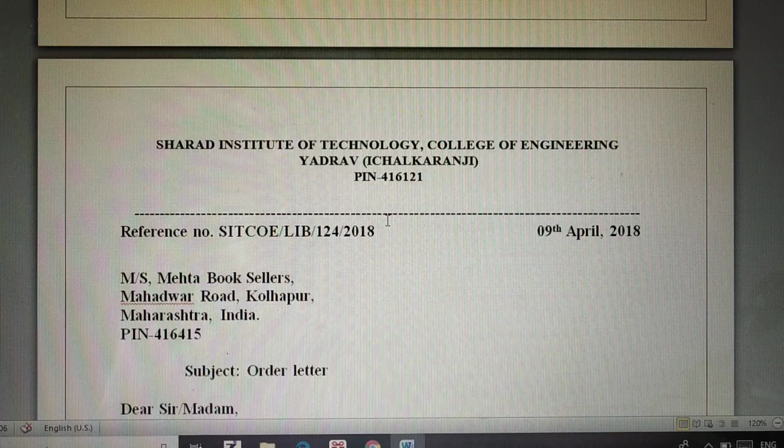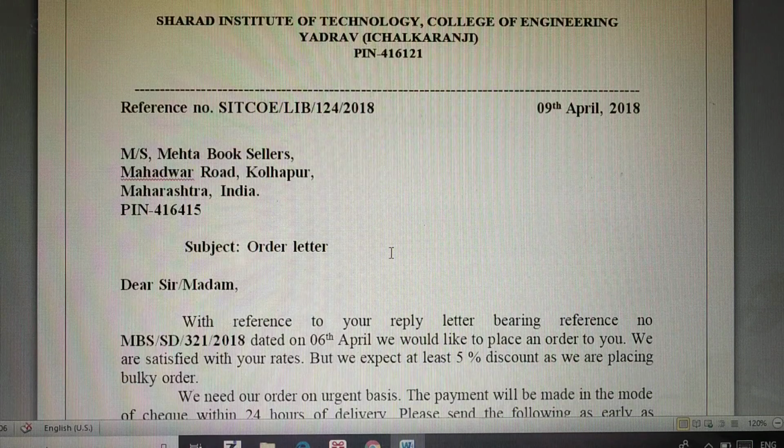Then you need to take a meeting of your members, and you should place that reply letter of every company into the meeting, and then you will decide which company is going to give us the product in less price with good quality, and then after the decision you will write the order letter to that company.